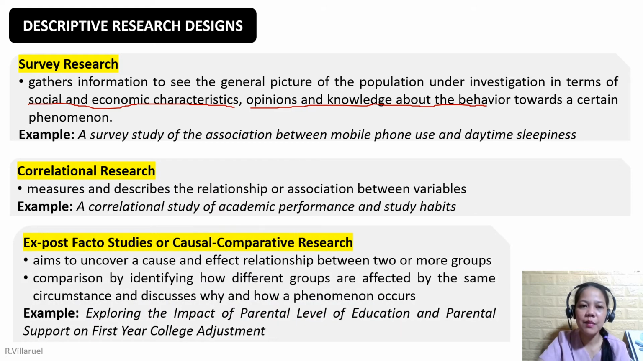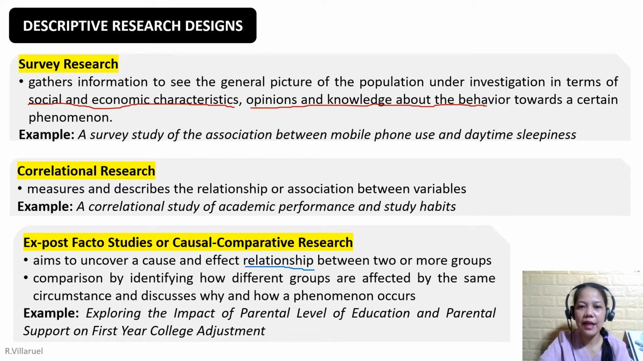Another descriptive research design is the ex post facto studies or causal comparative research. It aims to uncover a cause and effect relationship between two or more groups by identifying how different groups are affected by the same circumstance and discusses why and how a phenomenon occurs. So as you can see, there is a word relationship in ex post facto studies. So ano ba yung pagkakaiba nilang dalawa?